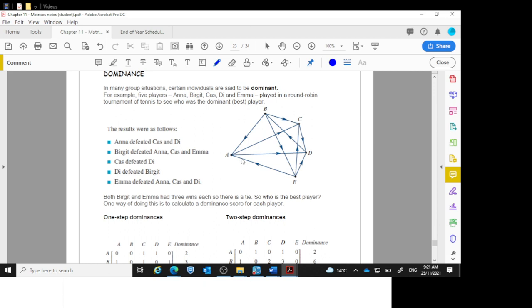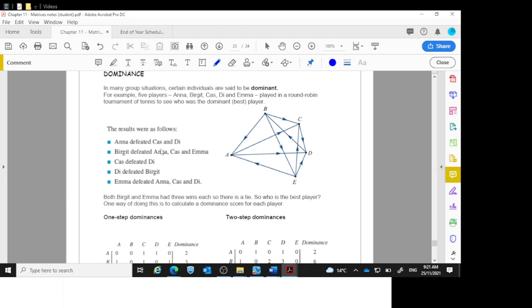Dominance is very similar. But it's not communicating with somebody, it's getting over the top, like playing a game and being more dominant in that game. So in many group situations, certain individuals are said to be dominant. For example, 5 players, Anna, Birgit, Kaz, Dee, and Emma, played in a round-robin tournament of tennis to see who was dominant, that is, the best player. The results are as follows.